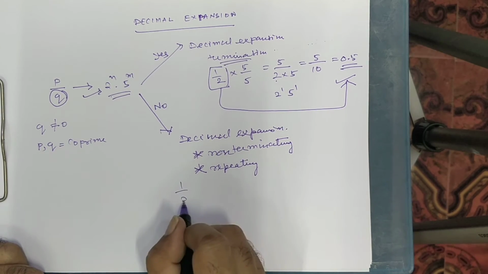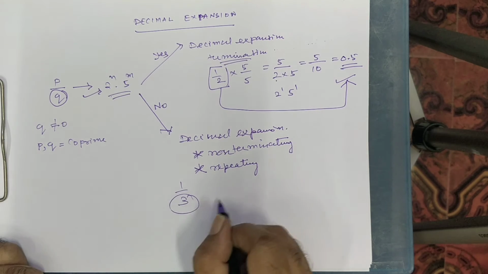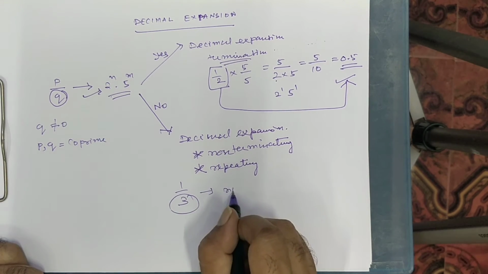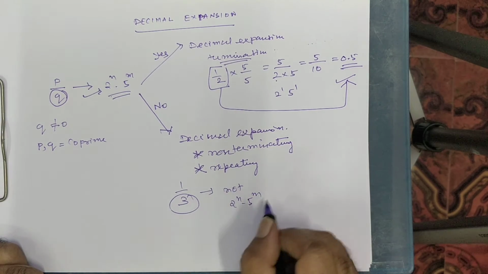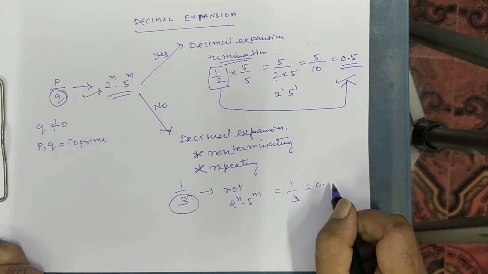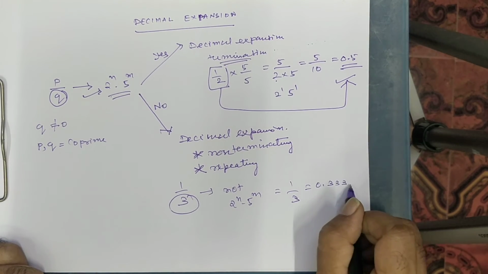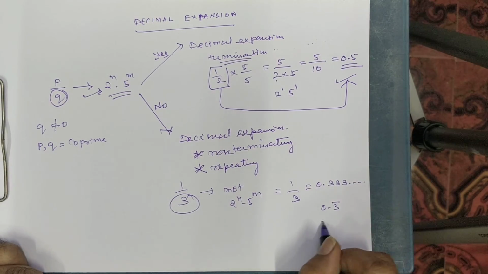Let me consider 1 by 3. You know very well this is not in the form of 2 power n into 5 power m. Therefore, it leads to a non-terminating expansion, 0.333, etc. So this can be represented as 0.3 bar also.